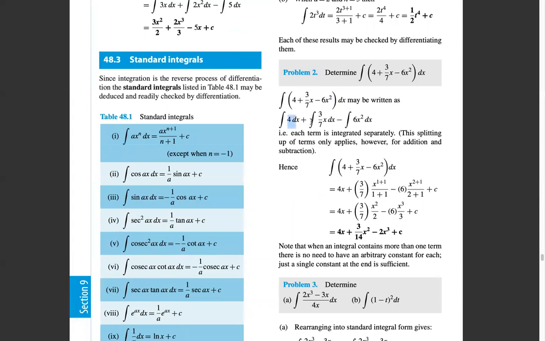So what is the integral of 4? Well, that's 4 times x to the power 0. So you increment the 0 by 1, and then you divide by 1, so you'll get 4x: 4x to the power 1 divided by 1. Similarly, 3 over 7 is a fraction. The integral of x is x squared over 2. So just multiply 3 by 7 and you get 3 over 14. The integral of 6x squared, you increment the 2 by 1 to get 3 and then you divide by the 3. So you'll get 2x cubed, plus some constant of integration.